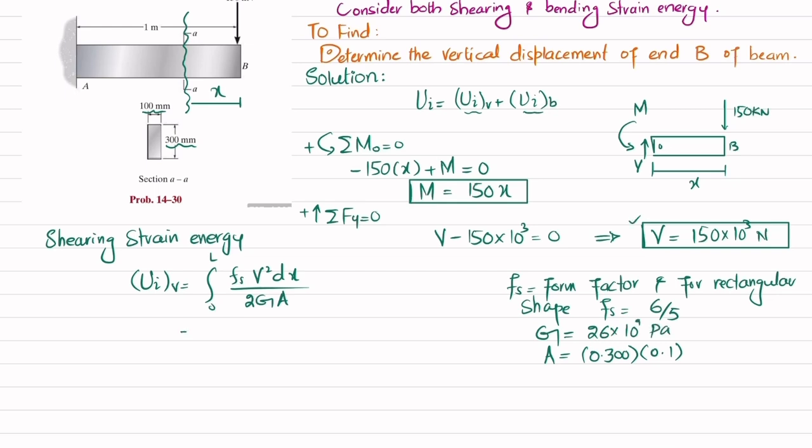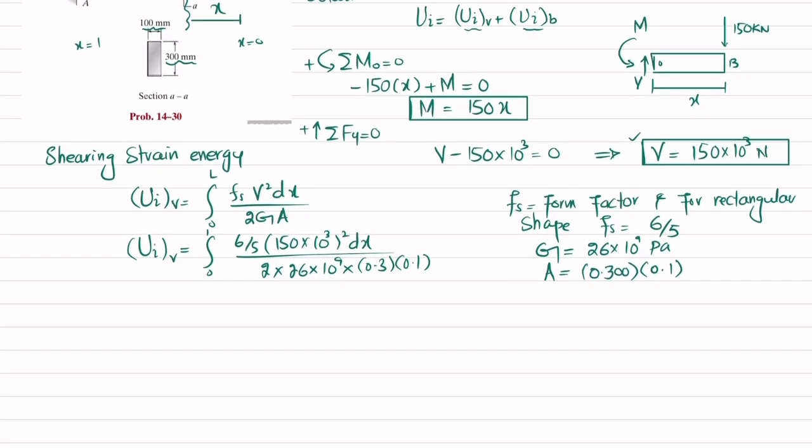Okay, now we have all the values. V is there, so you can just put it in, with the integral from 0 to 1, since X starts from 0 till 1. Fs is 6 over 5, V square, so V is 150 into 10 to the power 3 whole square, dx divided by 2 times G, which is 26 into 10 to the power 9, and area is 0.3 multiplied by 0.1. That will give you strain energy due to shear force. When you calculate this, the strain energy due to shearing comes out to be 17.31 joules.